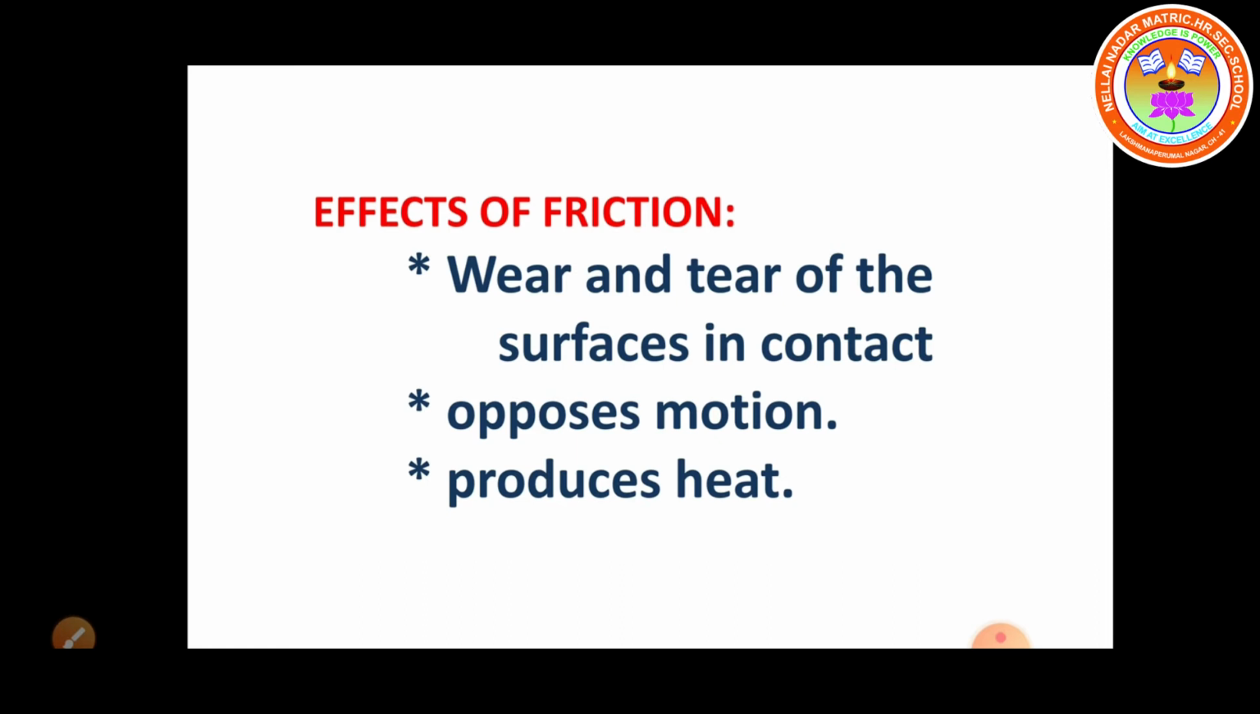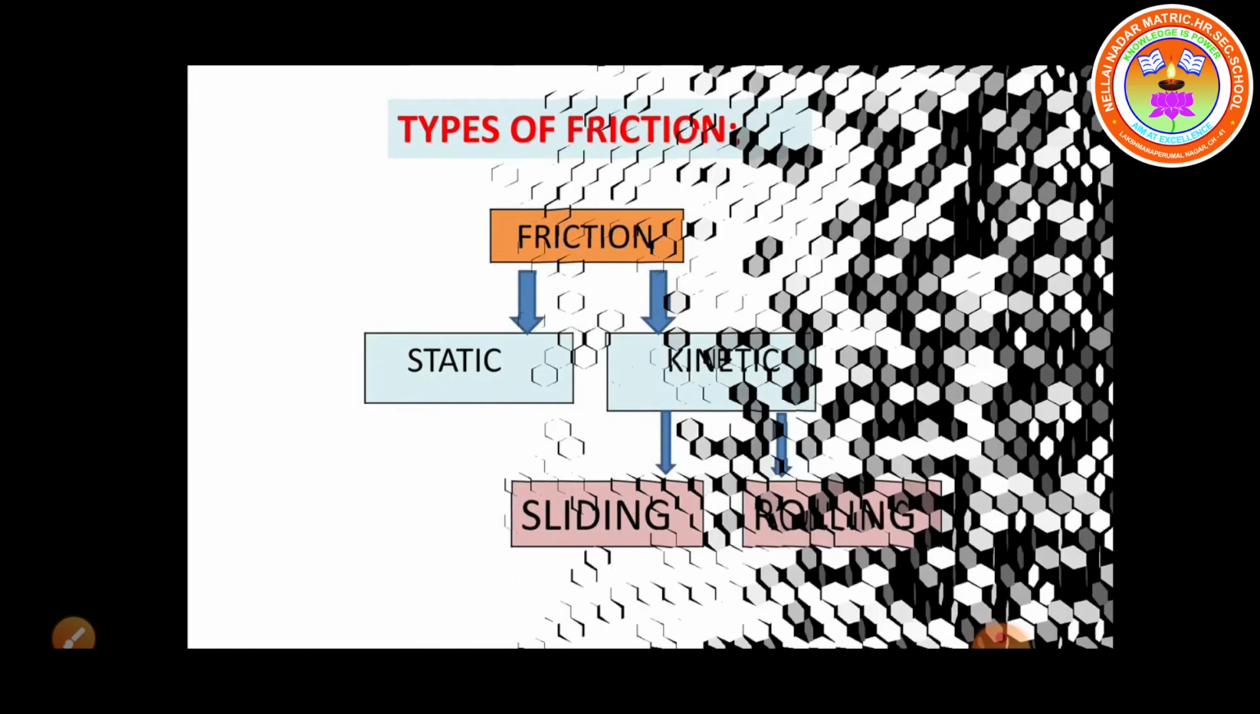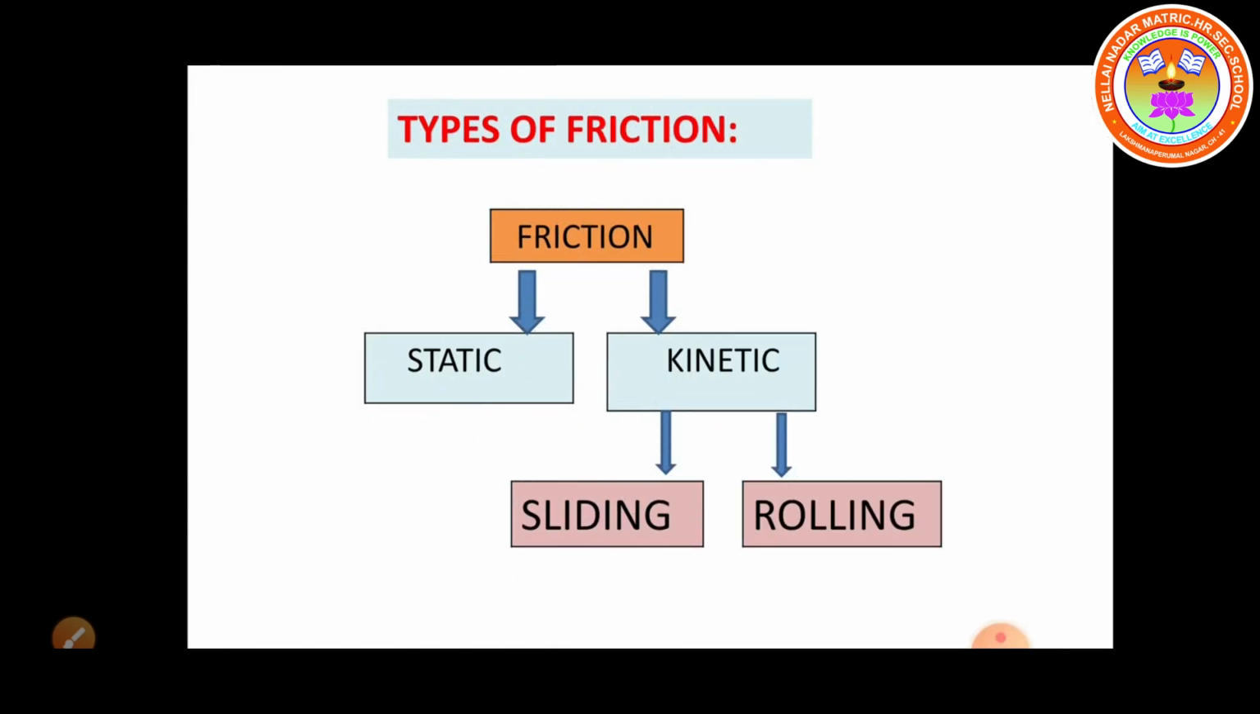So friction produces some effects. Friction opposes the motion. Friction causes wear and tear of the surfaces in contact. And third, friction produces heat. It's an important 2-mark question. What are the effects of friction? It opposes the motion. Second, it causes wear and tear. And third, it produces heat. Okay. Do you understand, children?